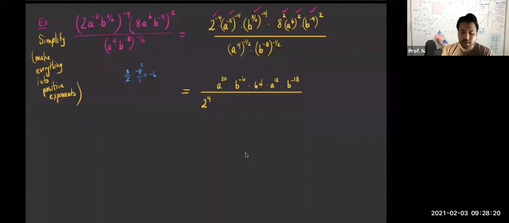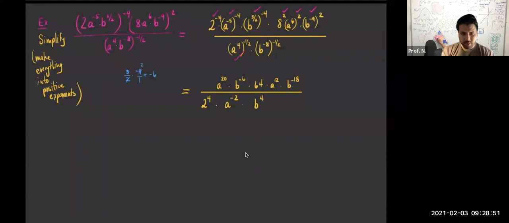And now the denominator, a to the 4th raised to the negative half. I multiply 4 times negative a half, and I get a to the negative 2. So I took care of this guy here. And again, we're just trying to be organized with our work here. And then b to the negative 8 to the negative 1/2, I can multiply negative 8 and negative a half, and I get b to the positive 4.